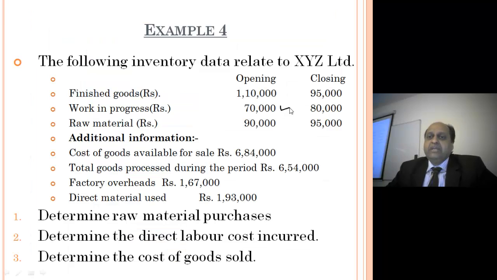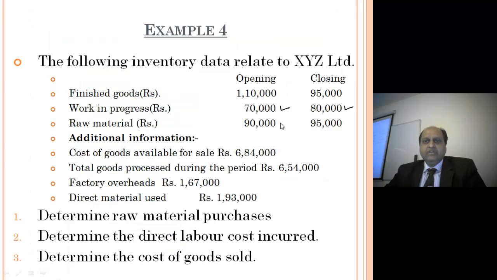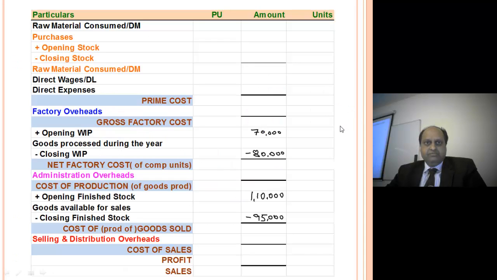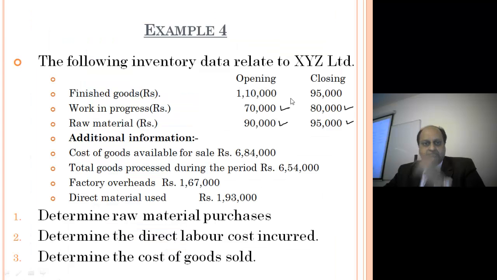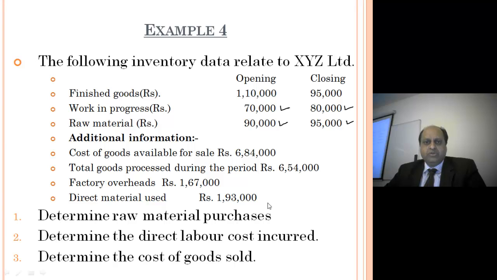Now, work in progress, opening is 70 and closing is 80. So let us place the figures. 70 as opening and minus 80 as closing. Now, the raw material, it is 90 and 95. So, opening is 90 and closing is 95. Okay. Now, cost of goods available for sale, 6,84,000. Available for sale, 6,84,000. I will search for the appropriate place and put the figure over there.